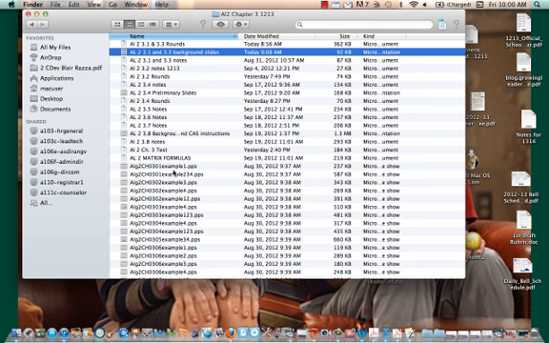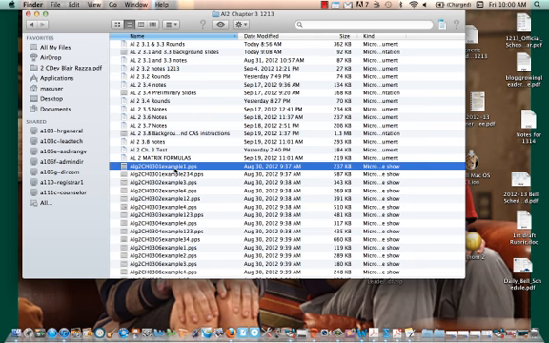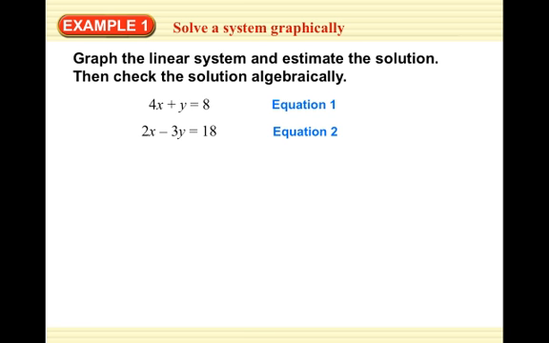Let's go to our examples. We're going to graph the linear system and estimate the solution, then check the solution algebraically. Now, we spent a lot of time in Chapter 2 graphing lines, and so I expect you to know how to graph a line and to just be able to say, okay, we're going to graph this line.